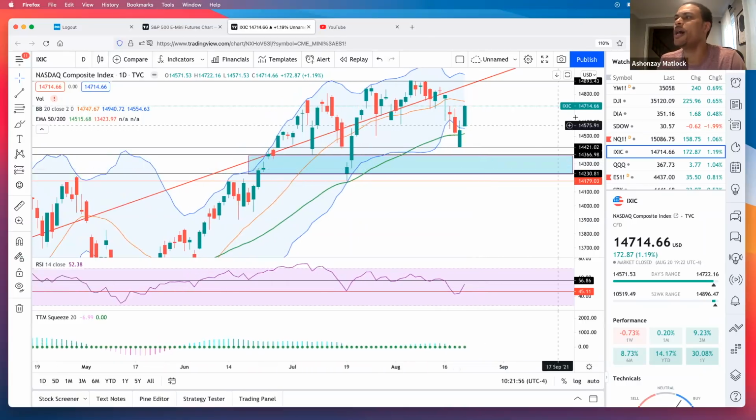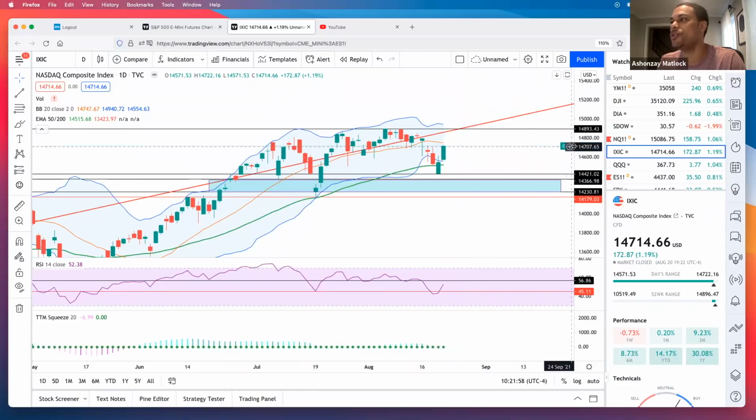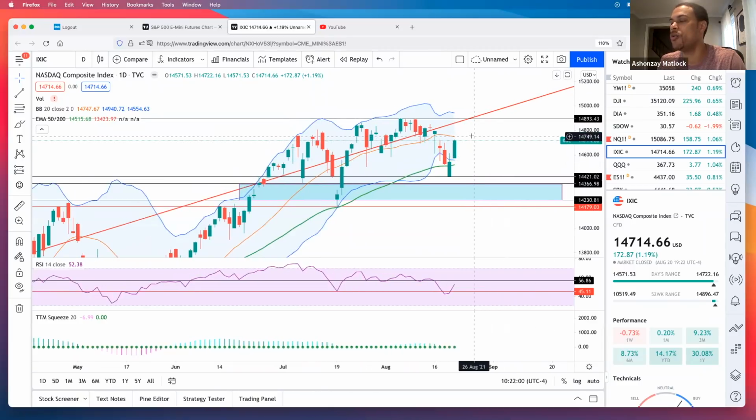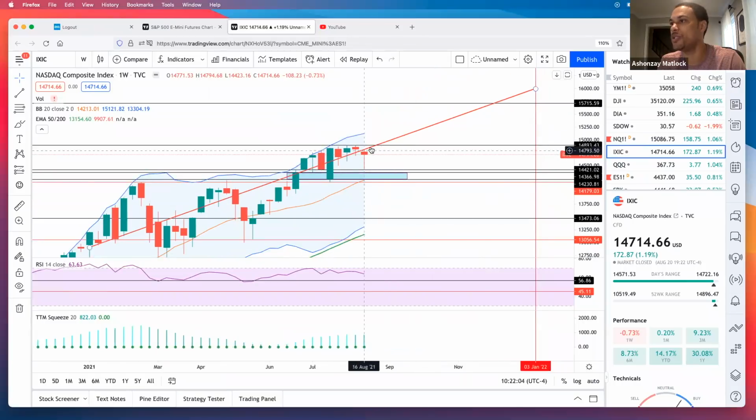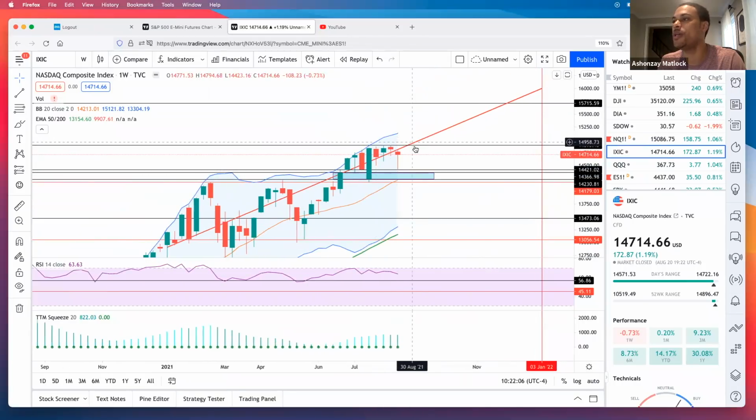So those will be the levels on the Nasdaq that you want to pay attention to. At the end of the day, though, what we're really paying attention to is, hey, on a weekly chart perspective, can we get a close above this 14,893, which would signal that we're going to go higher, right? And then the ultimate target would be about 15,125.